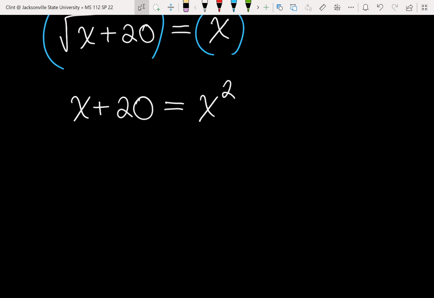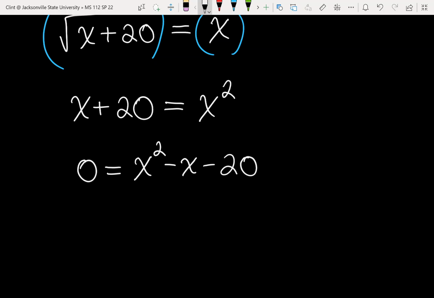So we need to get it all on one side. I like having my x squared coefficient positive, so I'm going to move everything over to the right. That'll be minus x minus 20. And then what are our options? Sometimes we have too many options and it makes us kind of stall out. What could we do? We could look to see if it will factor.